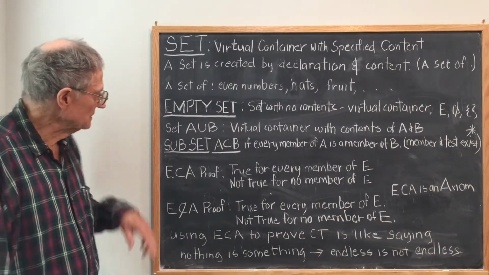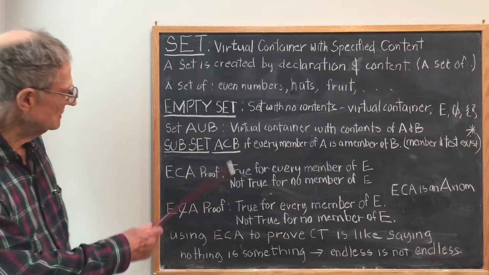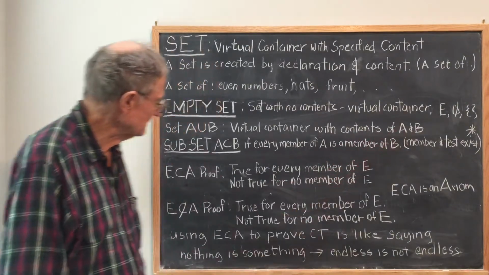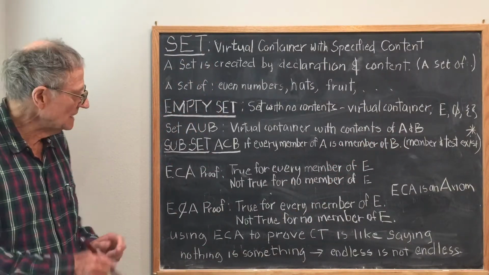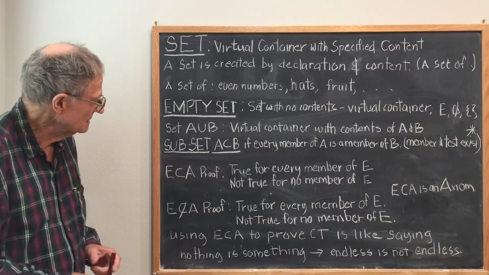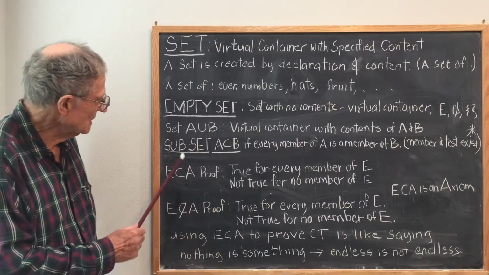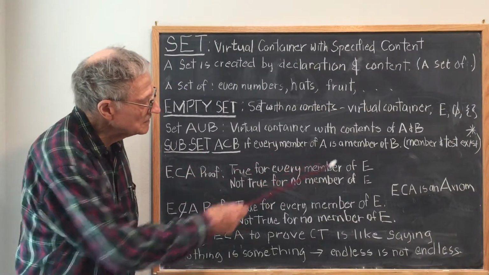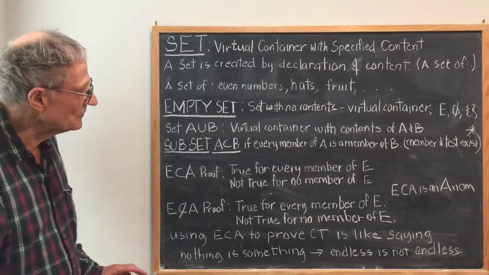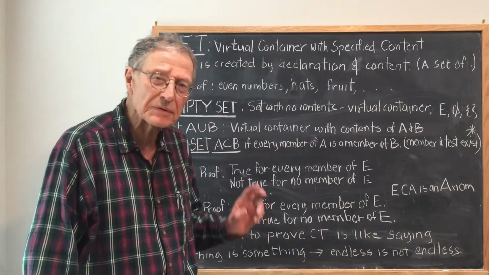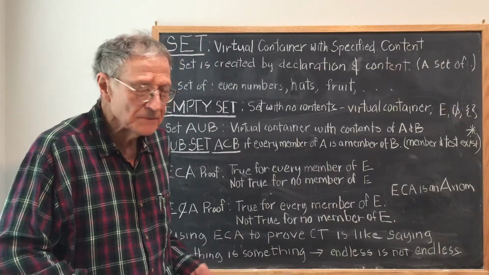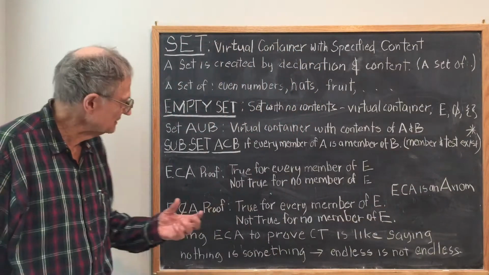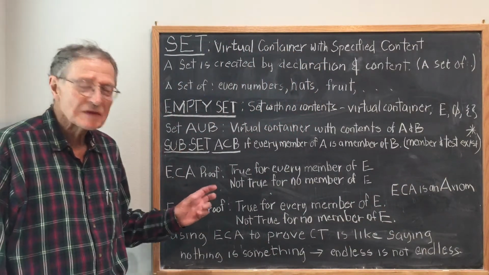Another example of a set is A union B, which is the virtual container with the contents of A and B. Then the subset, A subset of B, is defined by: A is a subset of B if every member of A is a member of B. And there's an implicit assumption there, which not everybody might be willing to accept, that member and test exist, that you have members of A and some way to test whether they belong to B.